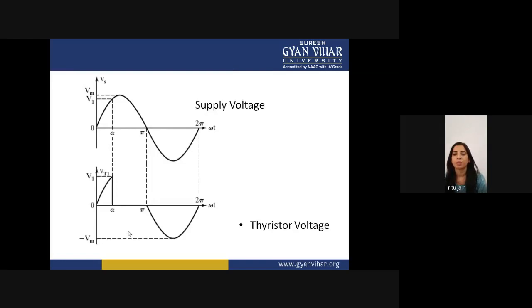This is your supply voltage, and if you talk about the thyristor voltage, from 0 to alpha the thyristor was not conducting. If the thyristor was not conducting, it means that some voltage will appear across the SCR. This voltage is your VT1, called the thyristor voltage.